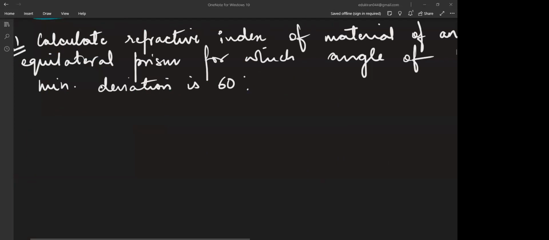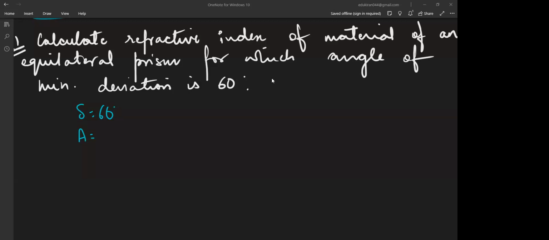Okay, this question says calculate refractive index of material of an equilateral prism for which angle of minimum deviation is 60 degree. That is, you're having the value of delta given as 60 degree. Now, if it's an equilateral prism, what should be the angle of the prism? We just have the information that delta is 60 degree. Can you tell me anything about the angle of prism? Anyone? Very good, Shavi. 60 degrees.